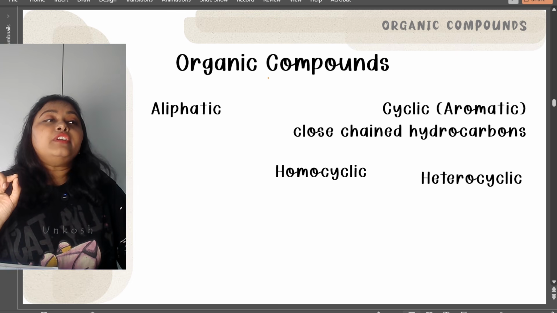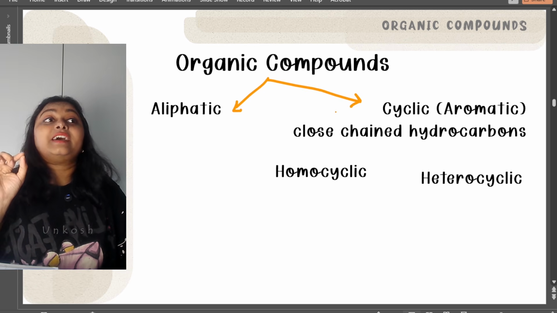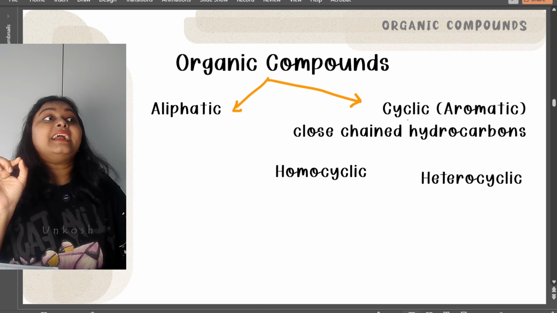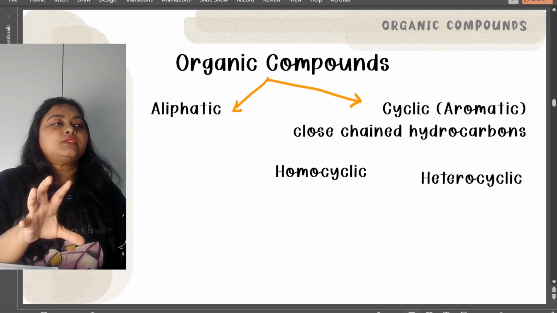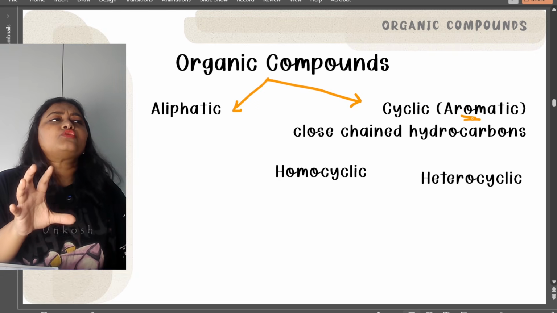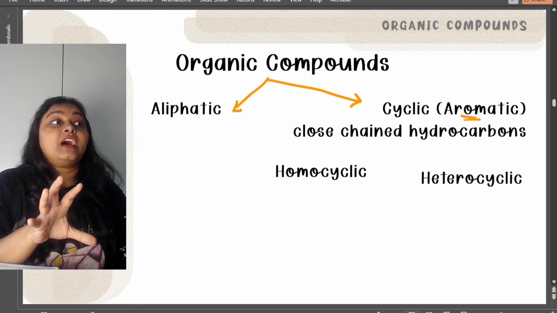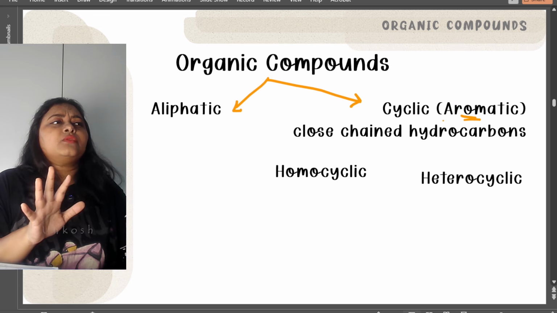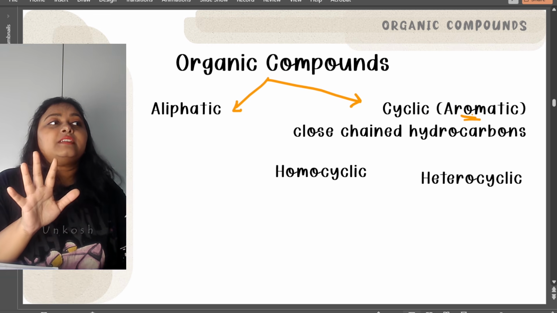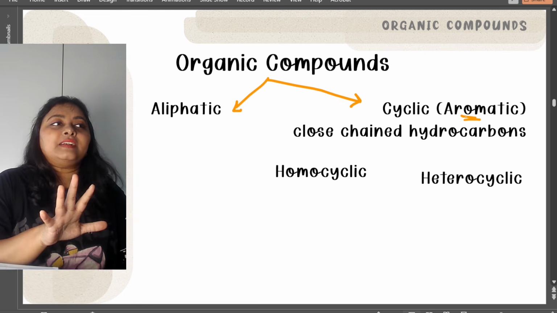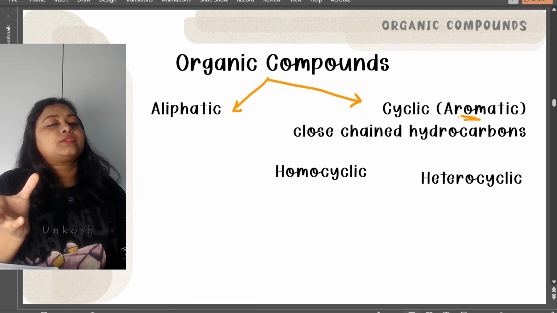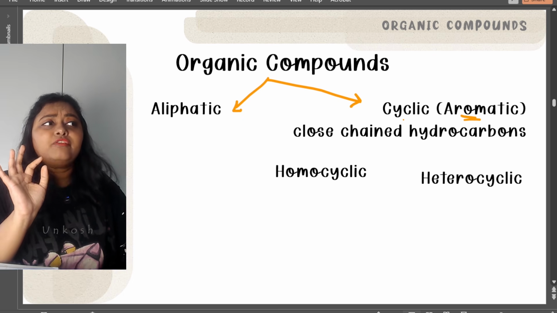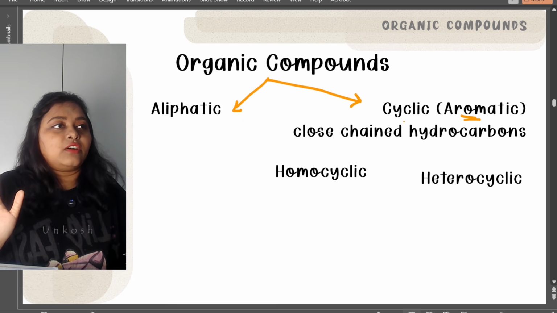So, here we are going to say that organic compounds are of two types, which are aliphatic organic compounds and cyclic organic compounds. Now, cyclic organic compounds sometimes are also referred to as aromatic because most of the aromatic compounds are cyclic. Okay, so here we need to remember that not all of them are aromatic, but most of them are. That's why sometimes cyclic organic compounds are also referred to as aromatic. For now, we are going to call them cyclic organic compounds.